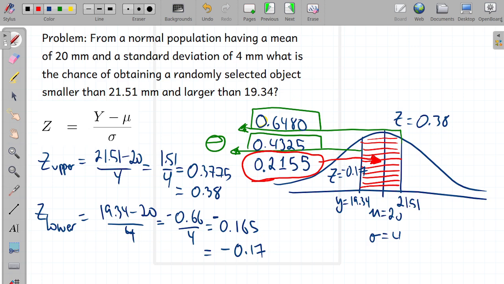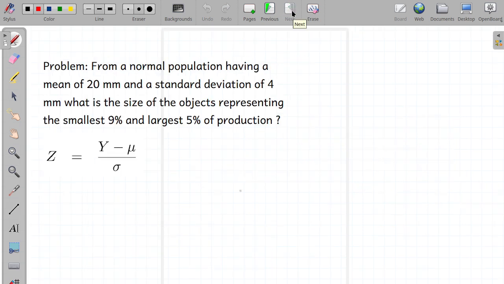Now, there really is only one other way these questions can come at you, and this is probably the hardest of them, so I'm going to do it twice. I'm going to find the smallest 9%. So I'm looking for the size now. I'm not looking for the probability. I'm not looking for the proportion. I'm being asked what size of objects represent A, the smallest 9%, and B, the largest 5% of production. And this is also an exam question.